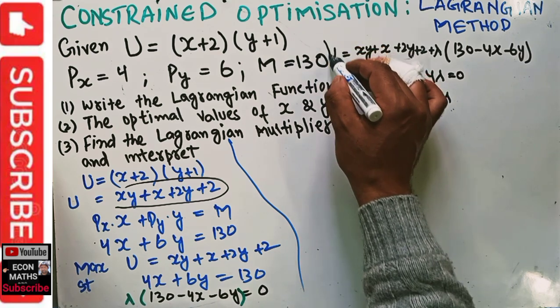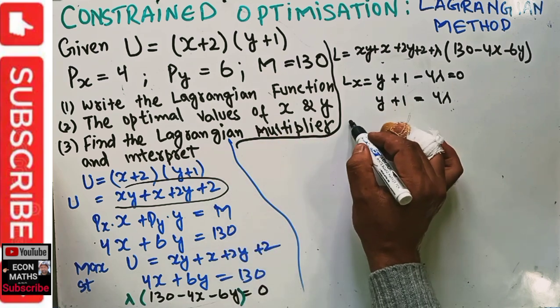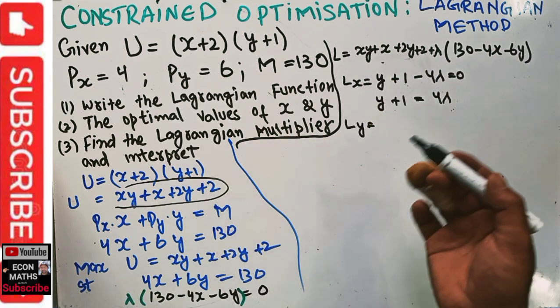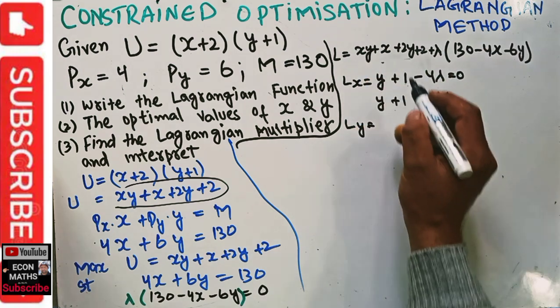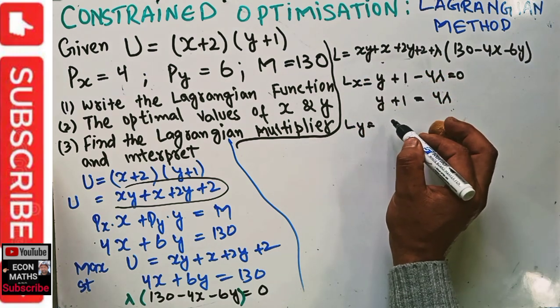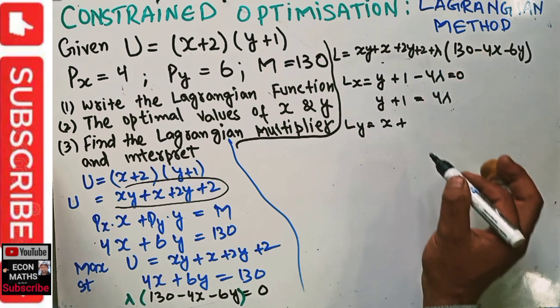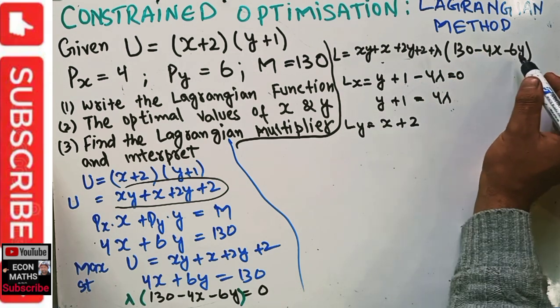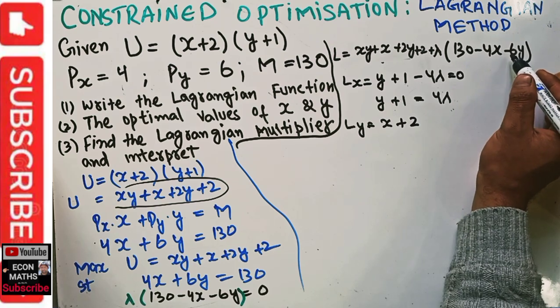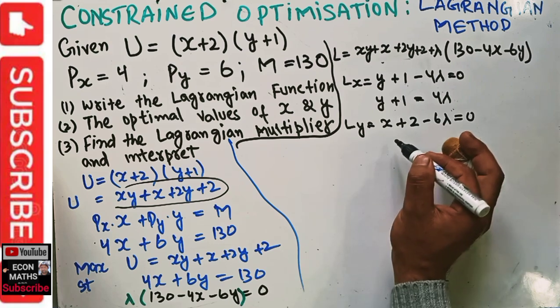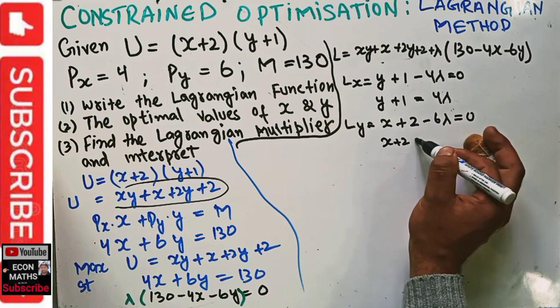Similarly, we take the partial derivative of this Lagrange's function with respect to y. The derivative of xy is x, plus the derivative of 2y is 2, and the constraint term gives minus 6 lambda, and we set it equal to 0. That means x + 2 = 6 lambda.